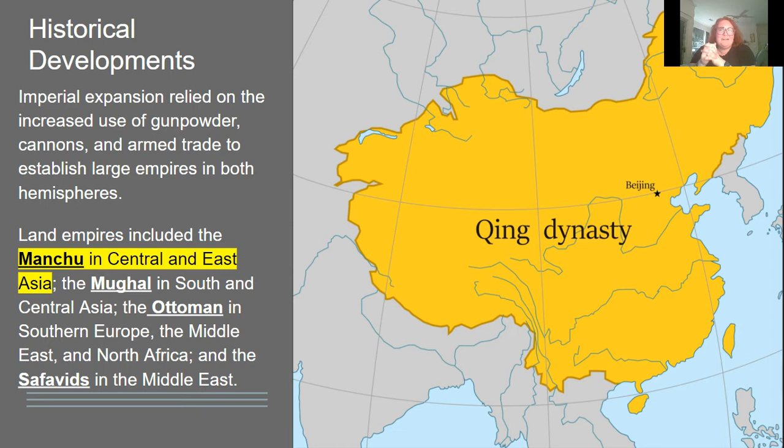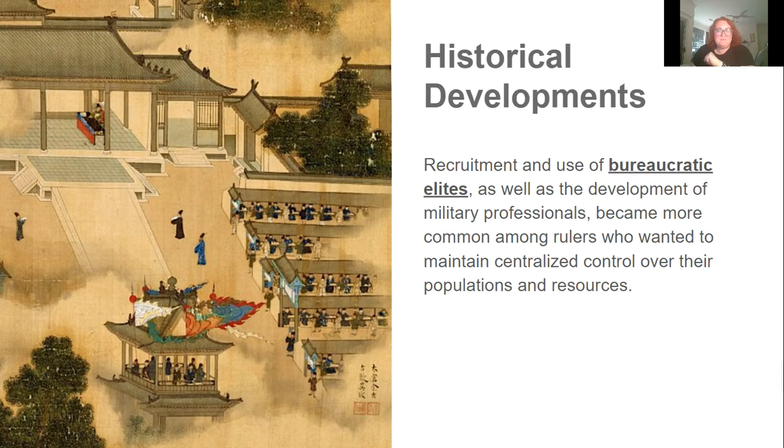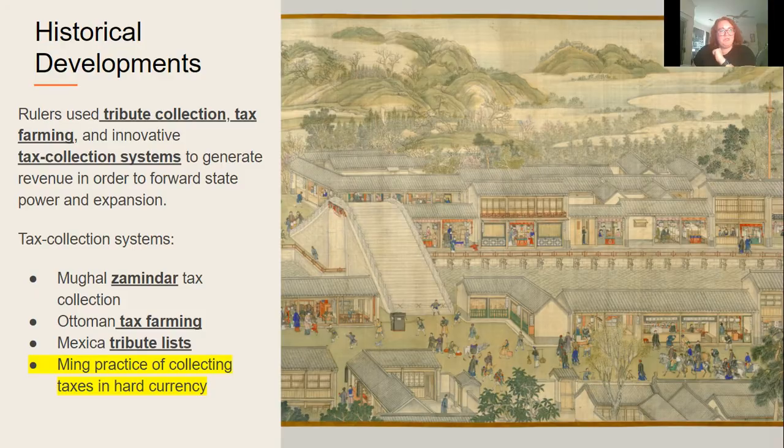So let's dive into a little bit of the objectives. So in this unit, we are looking at the imperial expansion that relied on the increased use of gunpowder, cannons, and armed trade. So in these land empires, in this video, we are focusing on Manchu in Central and East Asia.